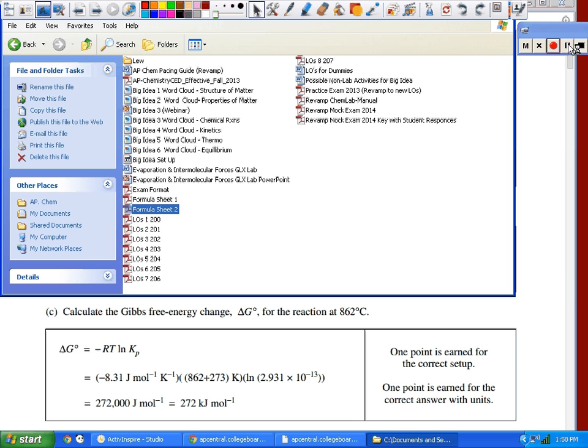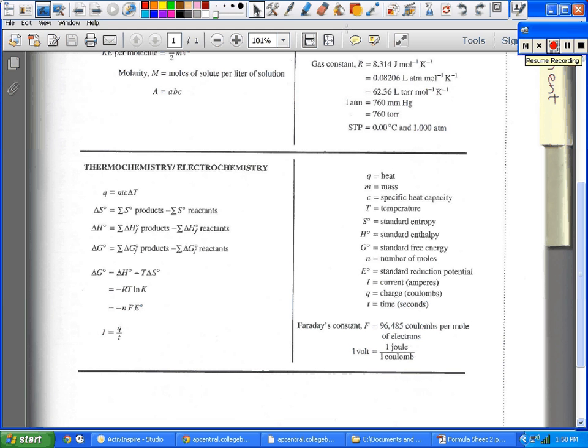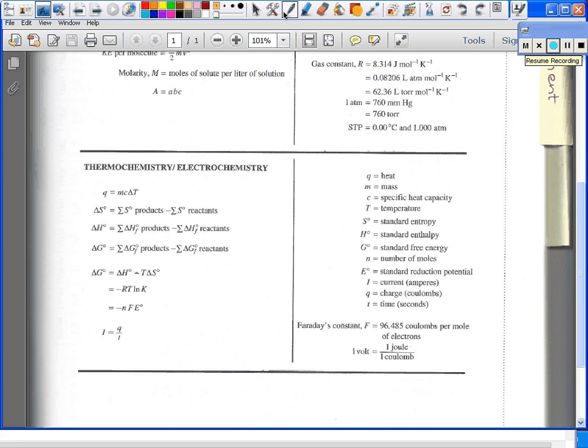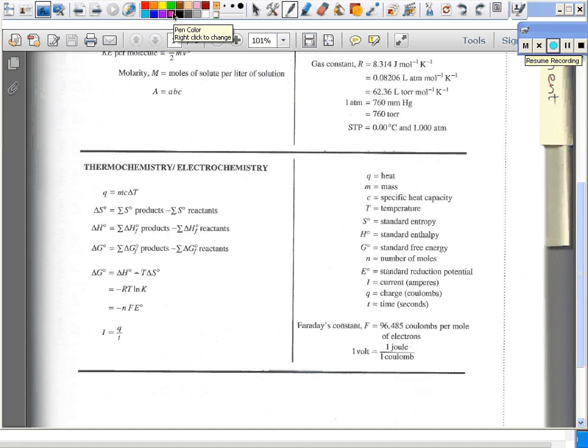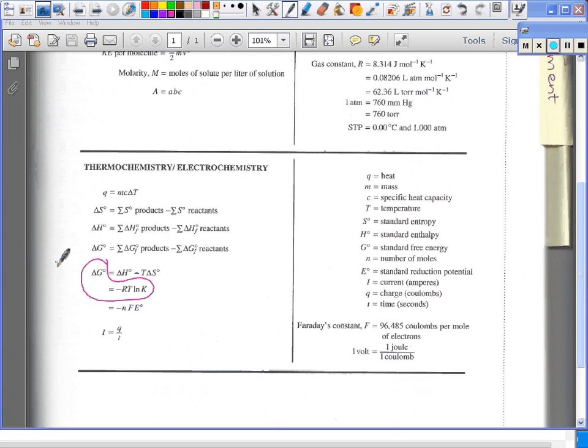The first thing that I want you to notice is that right there. There's your connection, right? Your negative RT ln K link to delta G. And so you go, okay, I know what ln is. I just solved for K. Do you know a T value? Yeah. The key is, can you plug in that 826 they give you? Temperatures must always be in Kelvin. Fantastic. So here's your R.